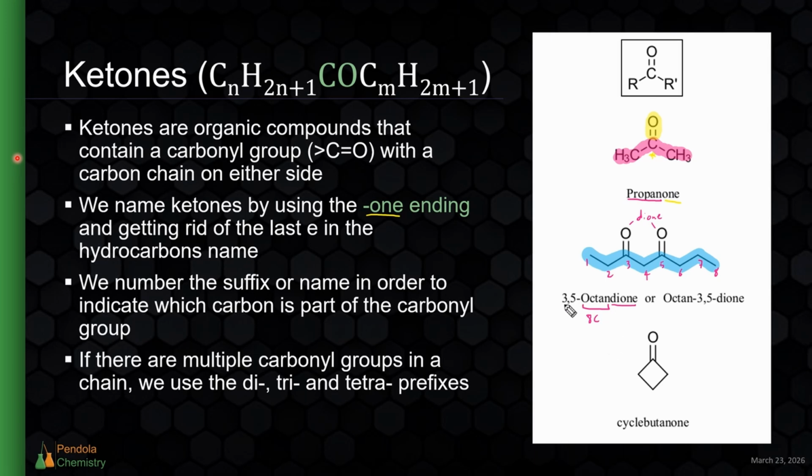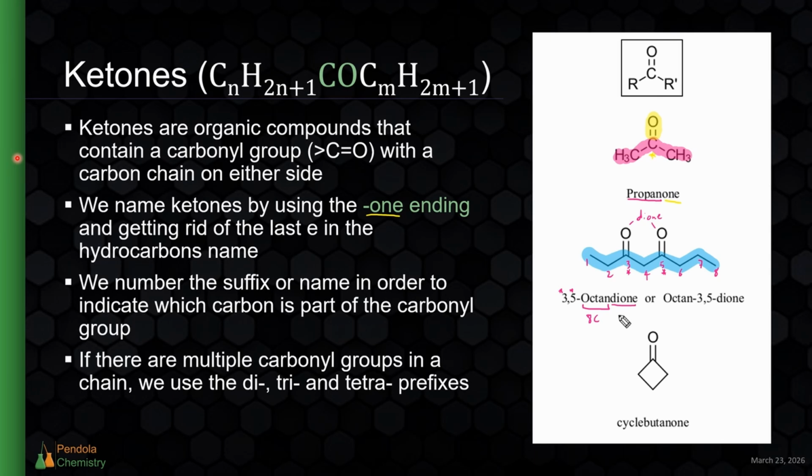And then we have 3,5. These 3,5 come from the fact that the carbonyl groups on the ketone are on the 3rd and 5th carbon. So this will be 3,5-octanedione, because there are 2 ketones, so 2 carbonyl groups, or octane-3,5-dione, depending on where you want to put those numbers. But you can put them in either way.